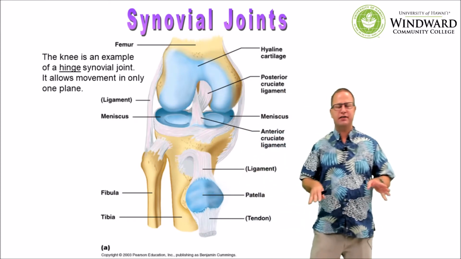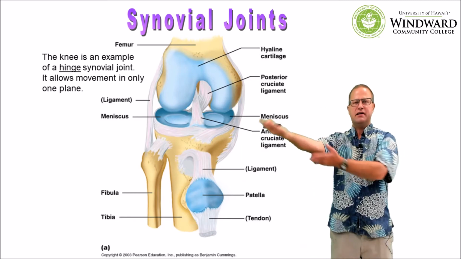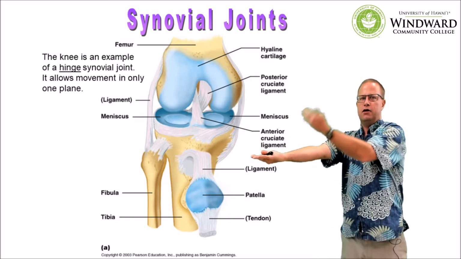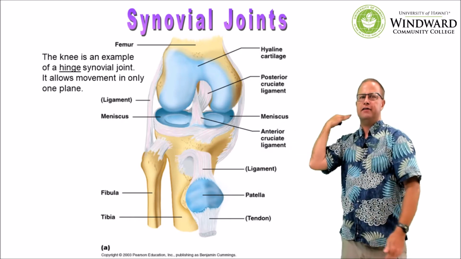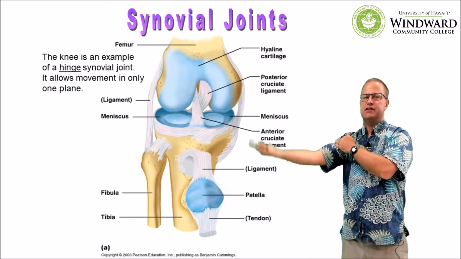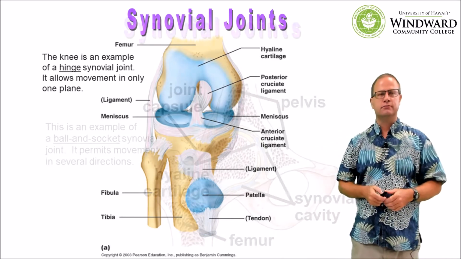Now I can't demonstrate that with my knee here, but I will use my elbow because this is another example of a hinge joint. I can extend it, and that gives me a large angle of about 180 degrees, or I can flex it, and that gives me an angle of about 45. So flexion, extension, flexion, extension. That's all this joint can do.